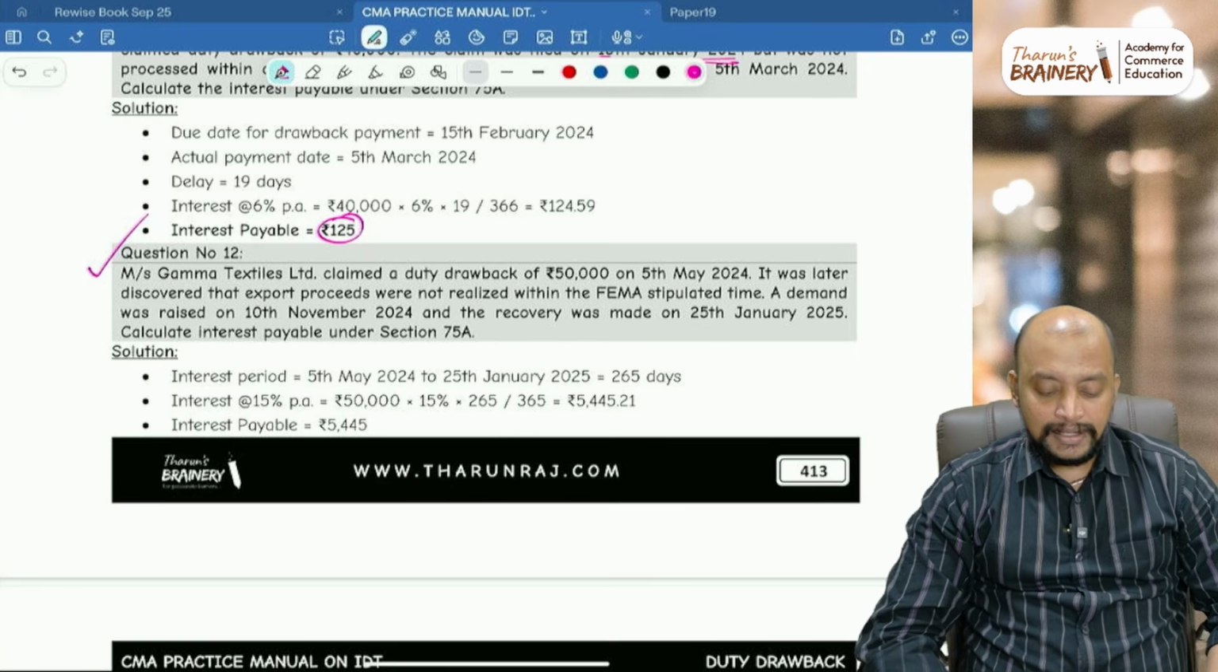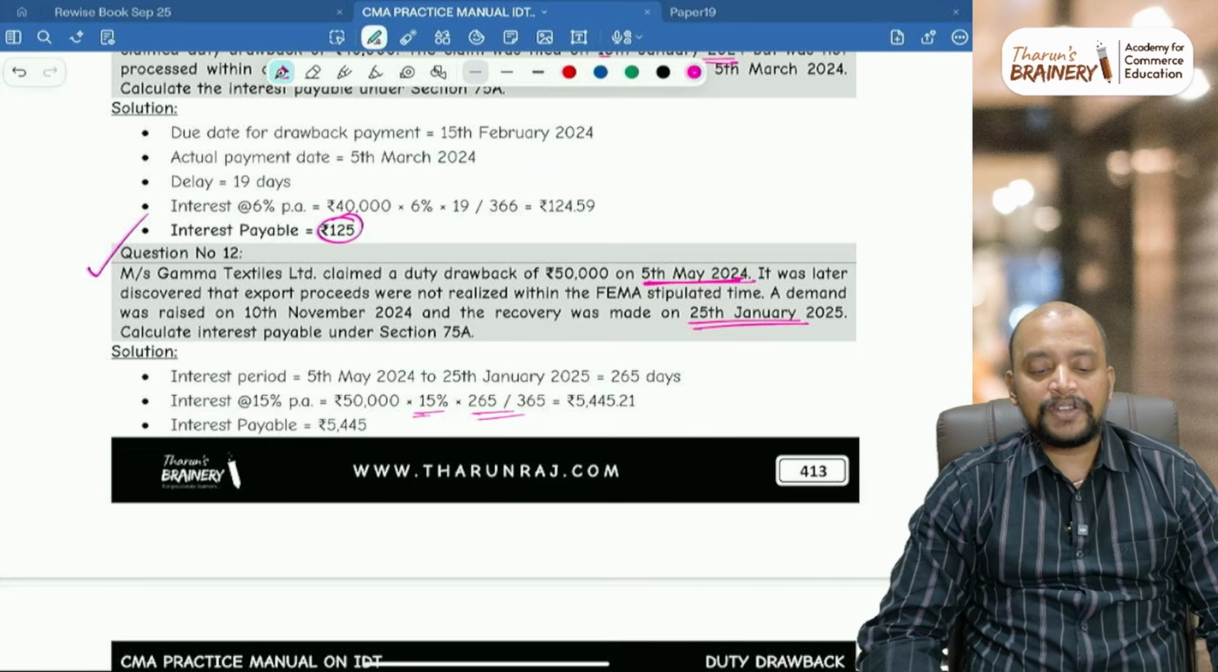Then question number 12. Messrs. Gamma Textiles Limited claimed a duty drawback of 50,000 on 5th May 2024. It was later discovered that the export proceeds were not realized within the FEMA stipulated time limit. Say demand was raised on 10th November and the recovery was made on 25th January 2025. So interest will be payable from the date of giving duty drawback till the date we are paying it back. So 5th May to 25th January.